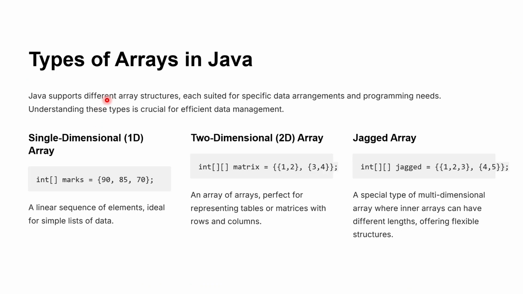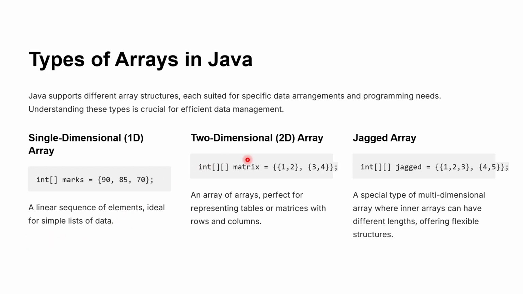So, let us talk about the types of array in Java. Array comes in three cool styles, like ice cream in different flavors: single dimensional array, two dimensional array, and jagged array. If we talk about the single dimensional array, it's a simple list like roll numbers or marks, and it is also a linear sequence of elements ideal for simple lists of data, right?